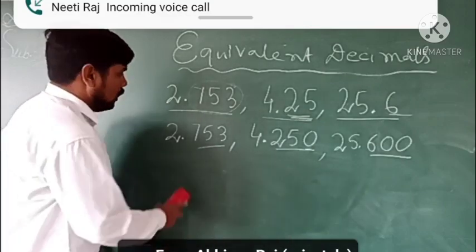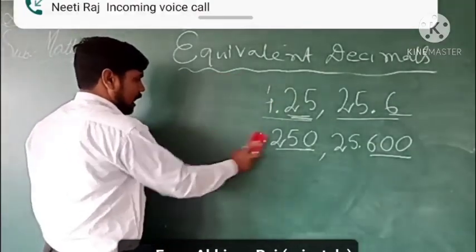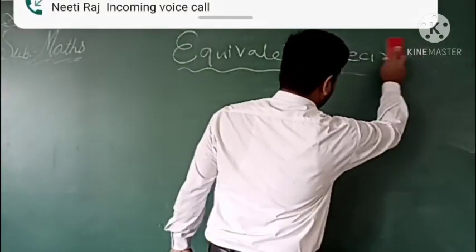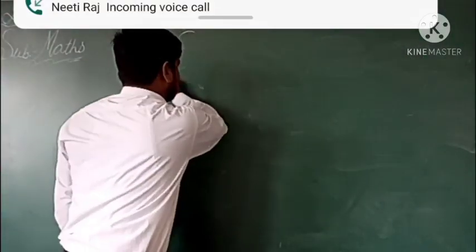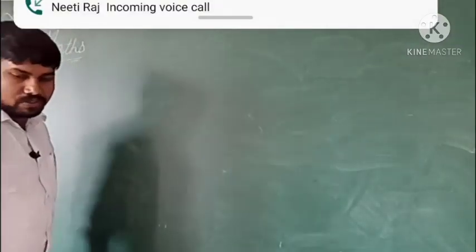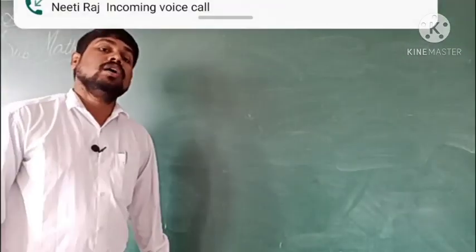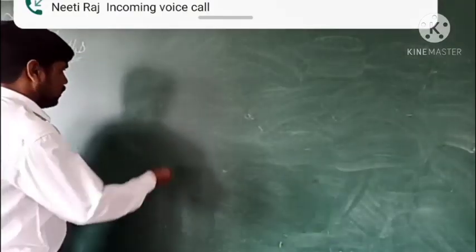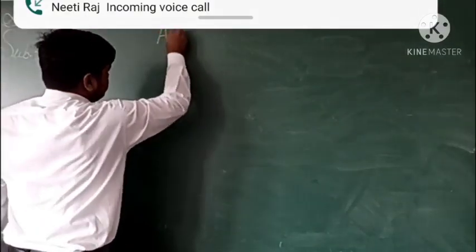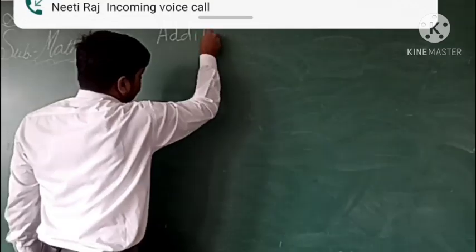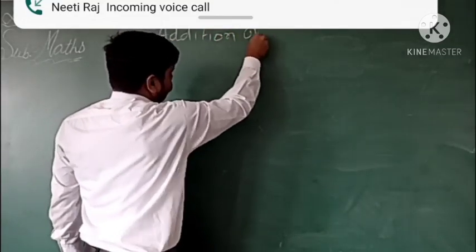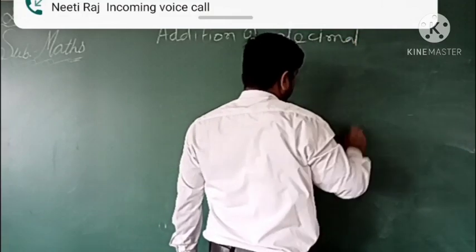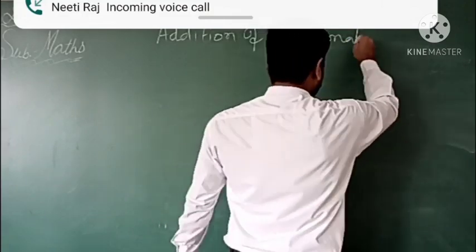So let us learn the next topic which we have, the addition of decimal numbers. Addition and subtraction of decimal numbers especially we have. So both are the same. If you understand addition, then you can do the subtraction also very easily. Okay, so the topic is addition of decimal numbers, or addition of simple decimals.